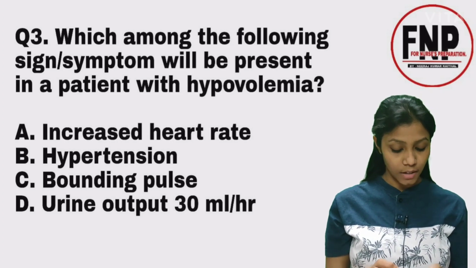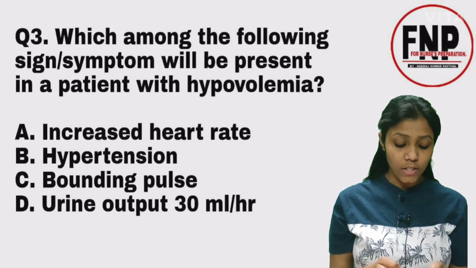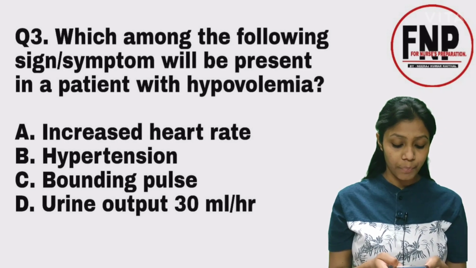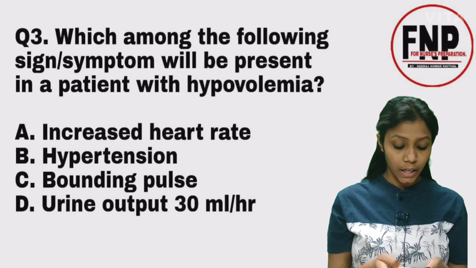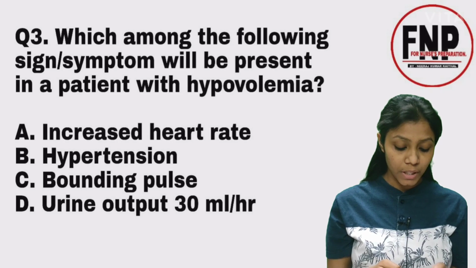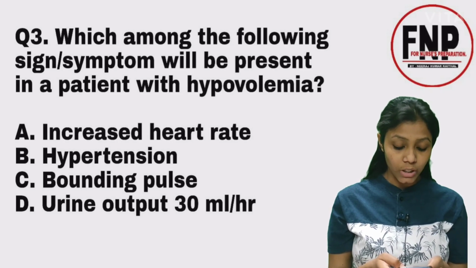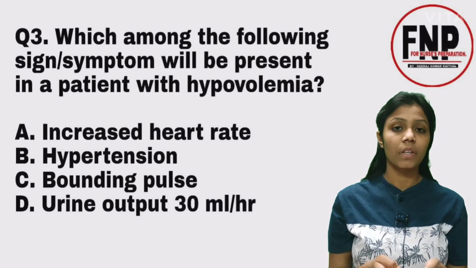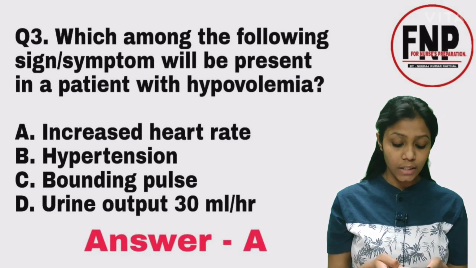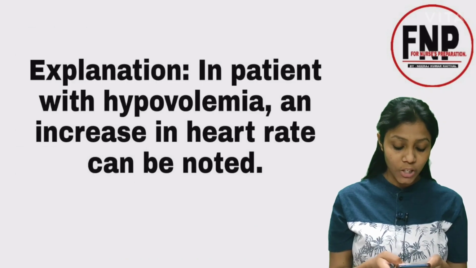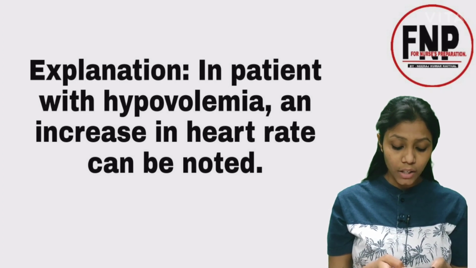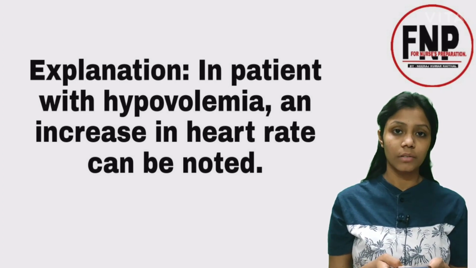Next question is, which among the following signs or symptoms will be present in a patient with hypovolemia? Your options are A, increased heart rate, B, hypertension, C, bounding pulse, or D, urine output 30 ml per hour. Right option is option number A, that is increased heart rate. Explanation of this question is, in a patient with hypovolemia, an increase in heart rate can be noted.